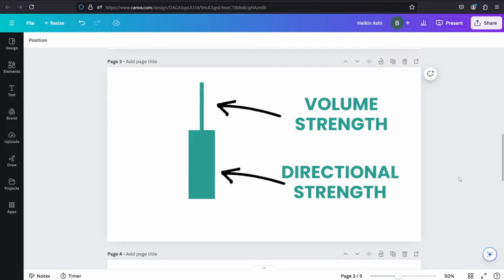Unlike typical candles where the wick tells you the high and low and the body tells you the open and close, the wick on Heikin Ashi candles actually tells you the volume or the strength of the volume coming in, and the body tells you how much direction or what the directional strength is that is coming in. So just for this example, the wick on this Heikin Ashi candle means that there is strong buying pressure coming in. Because the size of that body of the candle is about the same size as the wick, that means that the buying pressure that is coming in, the volume that's coming in, is directionally strong to the upside.